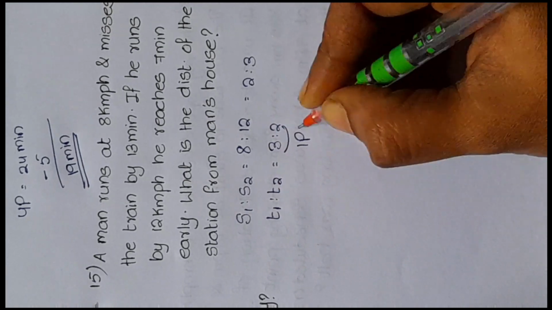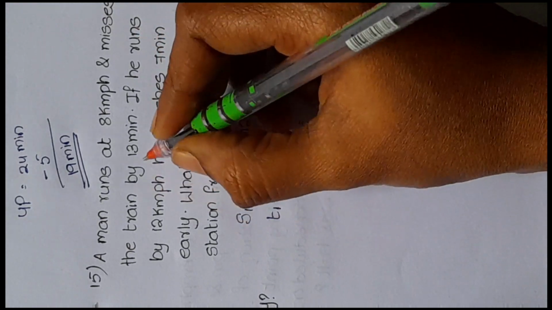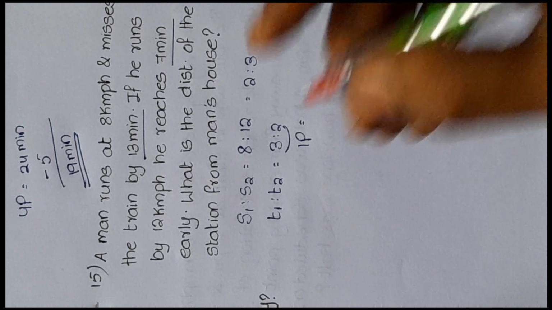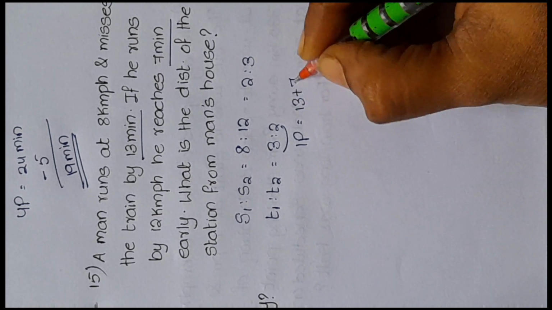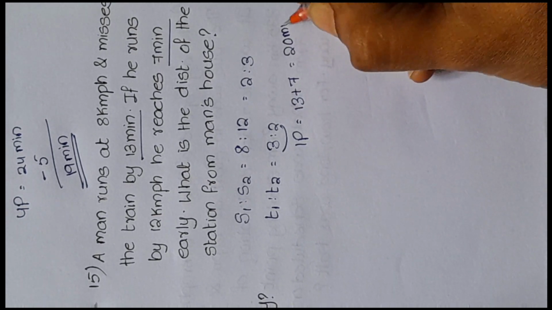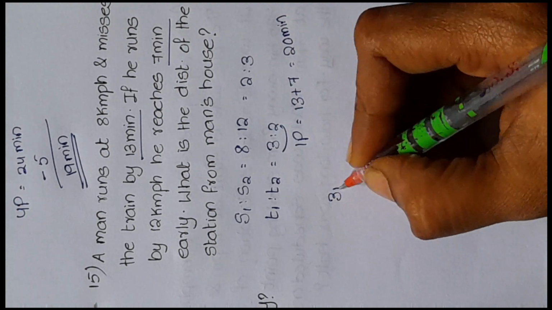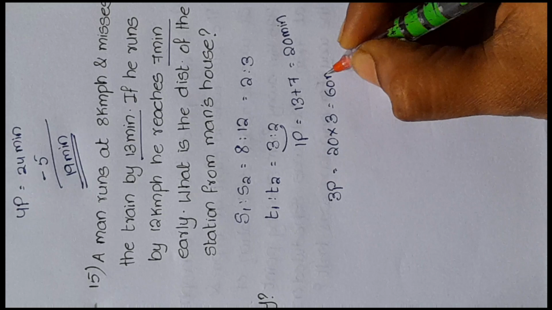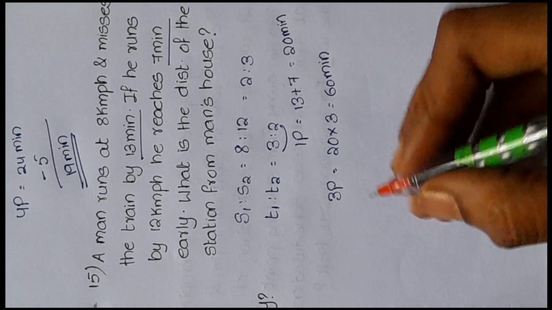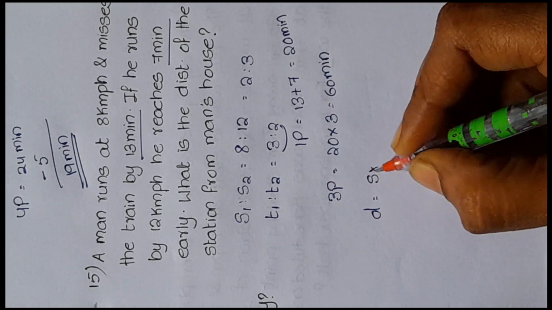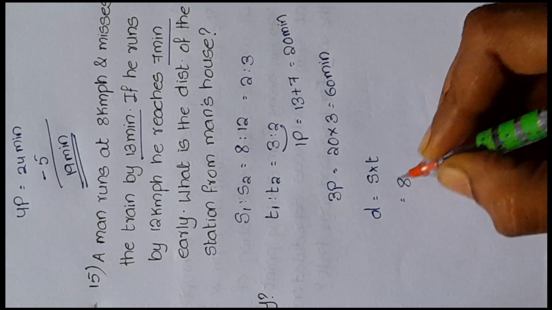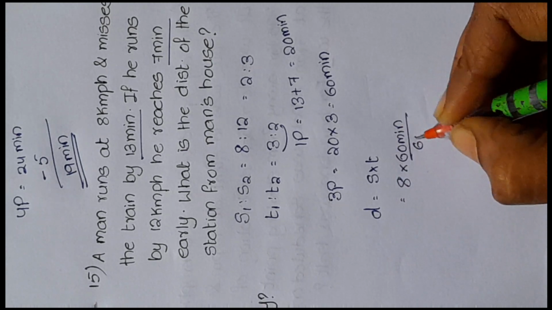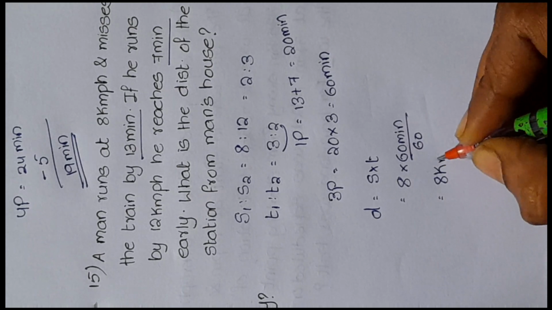Here one part is equal to, in the first case it is late by 13 and in the second case it is early by 7. So one part is equal to 13 plus 7, which is equal to 20 minutes. So for 3 parts it is 20 into 3, that is 60 minutes. Distance is equal to speed into time. The speed in the first case is 8 into 60 minutes by 60, which is equal to 8 kilometers.